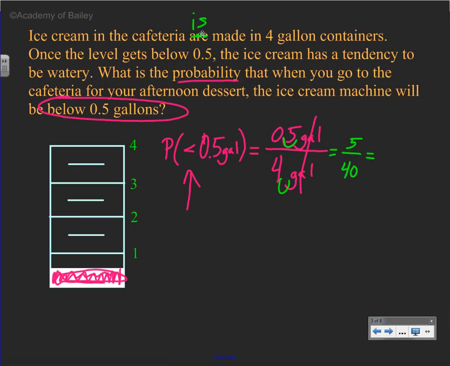If you find the percent, move it 2 places to make it a percent.